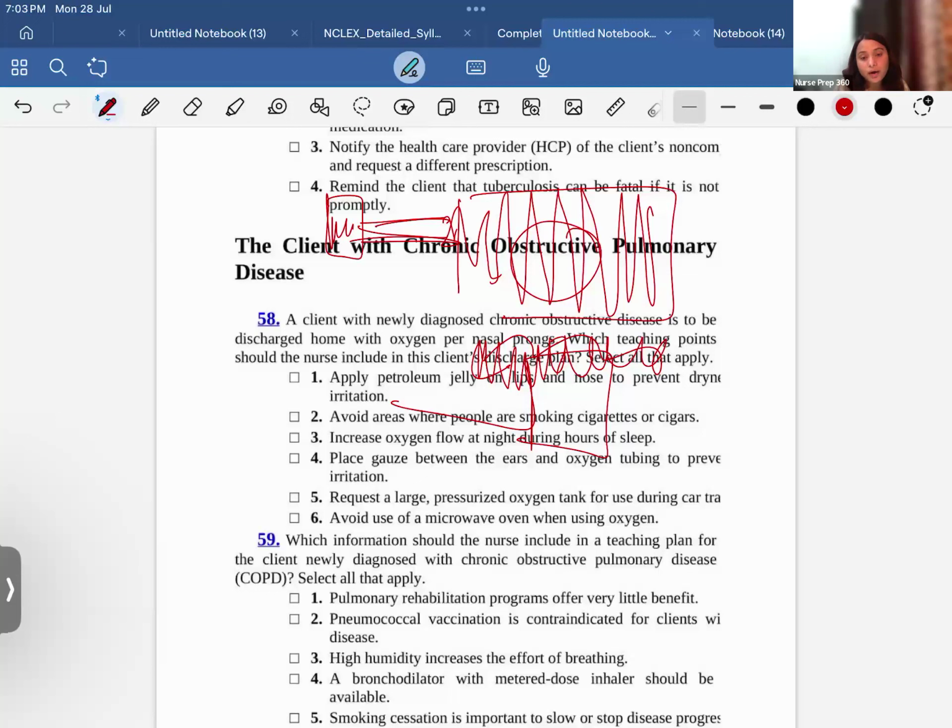It does not cause fire, until and unless you are using it the wrong way. So that's why this is the correct answer. Okay, next.